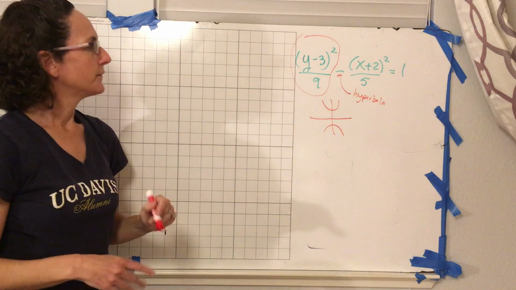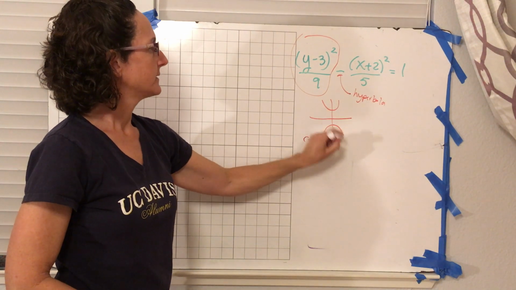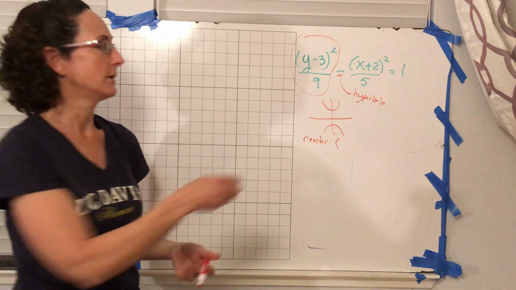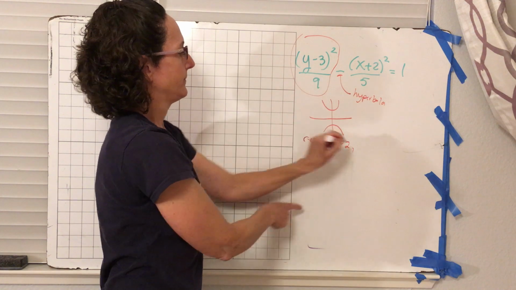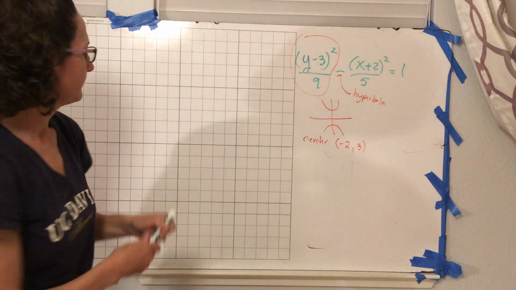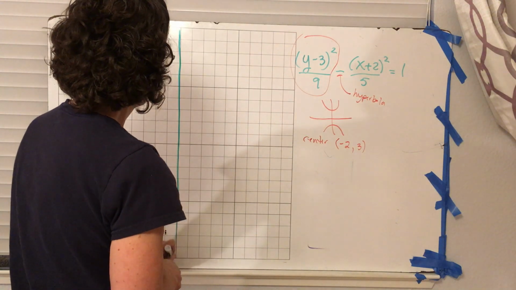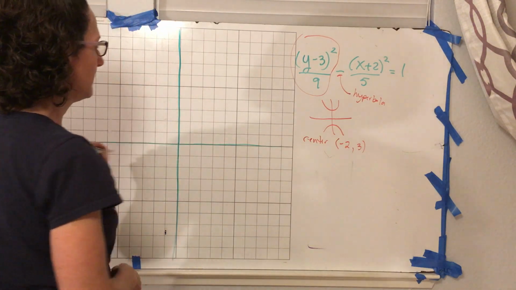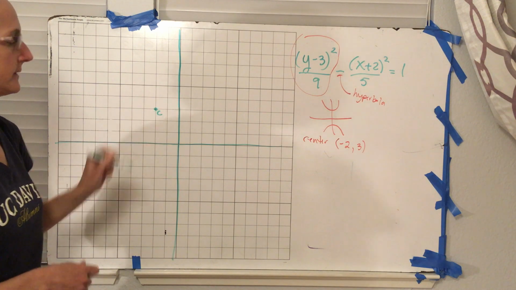Okay, so the first thing you should do is always find the center. You have to be careful because it's always x, y, even if it doesn't come in that order. So on your graph paper, go ahead and draw me (-2, 3). And that's going to be the center.